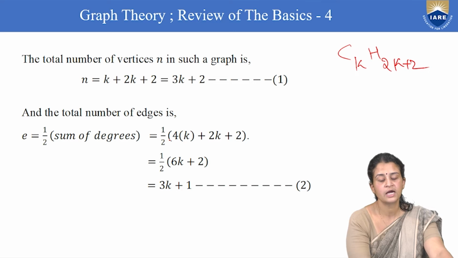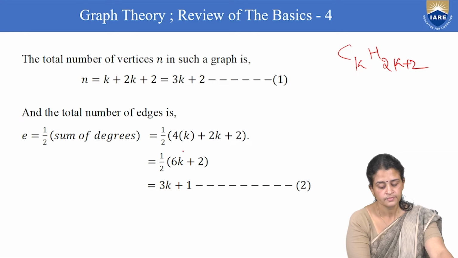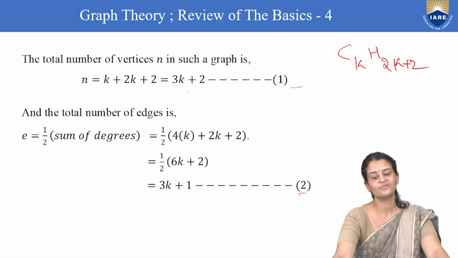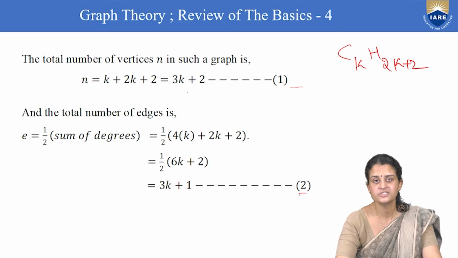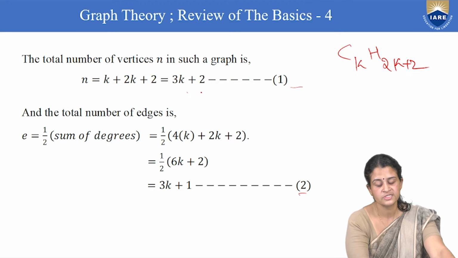So here we are using this formula, half the sum of degrees. It is equal to half, and each carbon atom constitutes degree 4, so it is 4k, and each hydrogen atom constitutes degree 1, that is 2k + 2. On simplifying, we get 6k + 2, and half of that is 3k + 1. Now look at equations 1 and 2. We have n = 3k + 2 and e = 3k + 1. A connected graph is said to be a tree if it has n vertices and n minus 1 edges. Here it has 3k + 2 vertices and 3k + 1 edges, that is 1 less than the number of vertices.